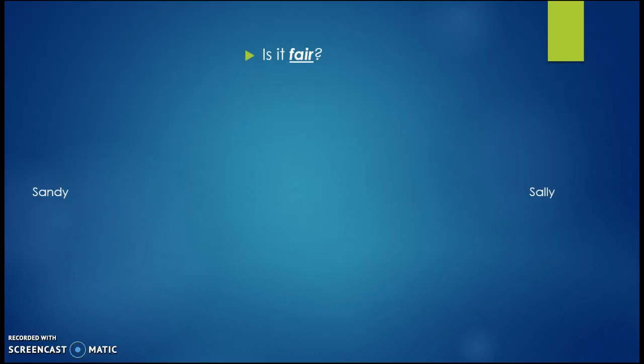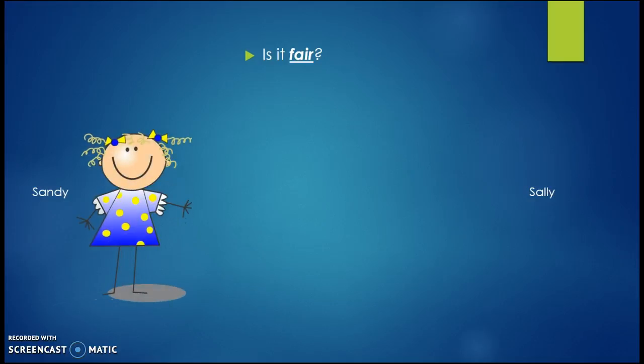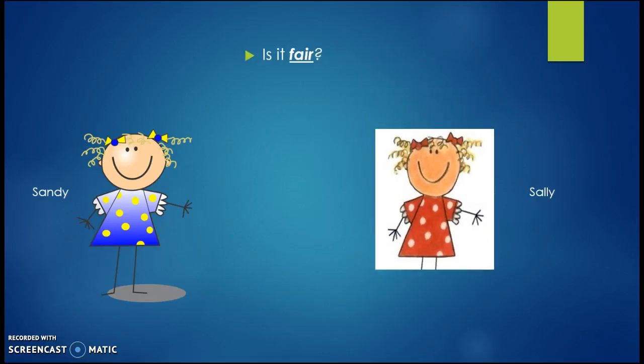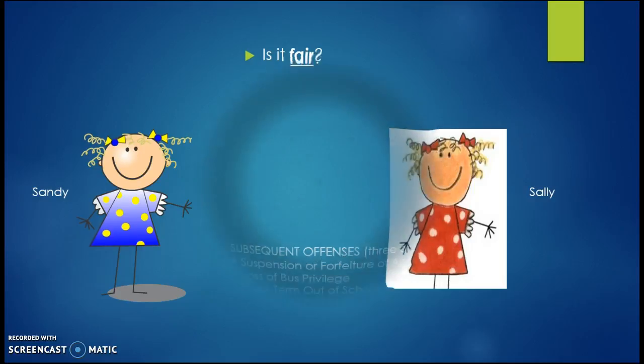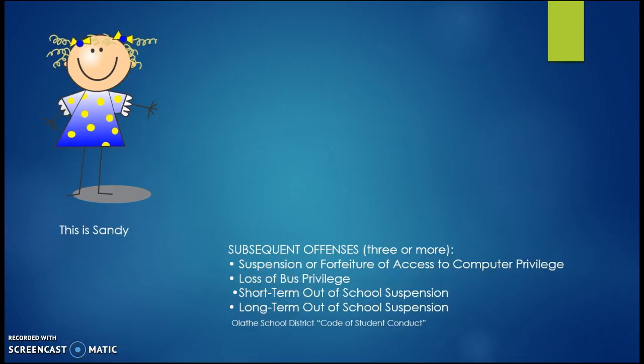So this takes us back to, is it fair? Is discipline under IDEA fair to all kids, not just kids with a disability? Well, remember this girl? This is Sandy. She's our general education girl who made a mistake and was disciplined under the school's discipline policy. And this is Sally. She is our girl who has a disability. Let's say she is deaf. She also made the same mistake and was disciplined under the rules of IDEA. Sandy decided to start a fight with another girl on the playground.